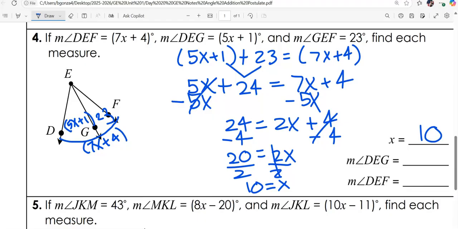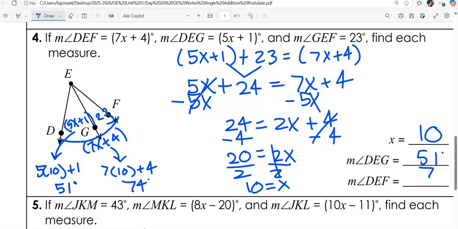All right, so how do I get DEG? DEG is 5x plus 1, so 5 times 10 is 50, plus 1 is 51 degrees. DEF, 7x plus 4, 7 times 10 is 70, plus 4 is 74. 51 degrees and 74 degrees.